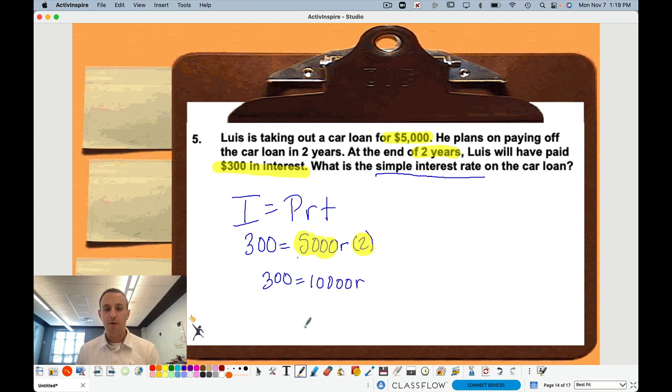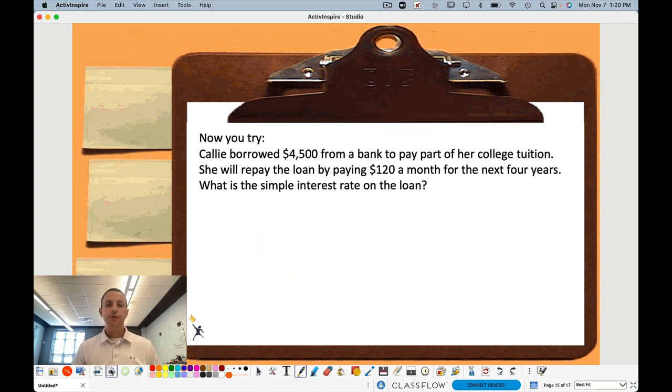times the rate. Now, we talked about this. We've done this a lot. How do we solve when there's something multiplied here? We use its inverse. So we do 300 divided by 10,000. We divide both sides by 10,000, and we get his rate being 0.03, or the correct interest rate is 3%. Pretty good car loan. All right, your turn to figure out this last one.